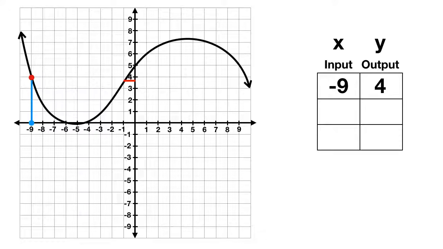What is the output at an input of negative 2? Well, if you look to an x value of negative 2, we see the function at this point has a y value of positive 2, so the output is positive 2. Finally, what is the output for an input of positive 1? Well, at an x value of 1, we can go up to the function and see it's here, with a y value of 6, so the output is 6.